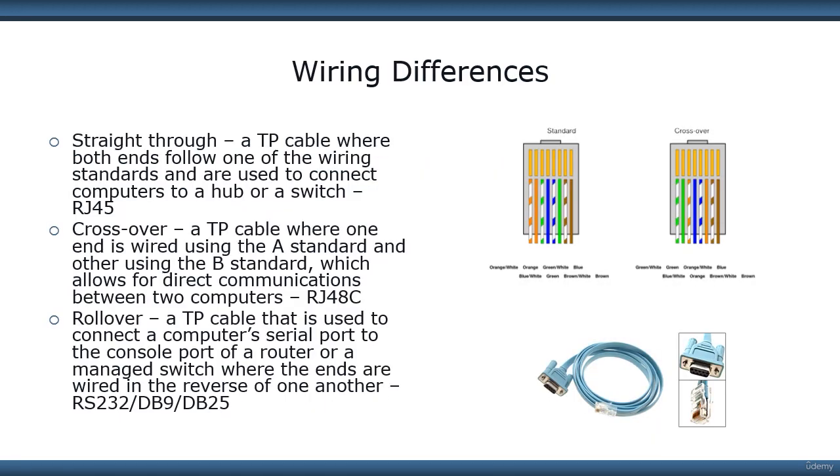So there are different kinds of cables. A straight through cable is a twisted pair where both ends use one of the wiring standards. If you have a computer that's connected to a hub or a switch, you're going to use just a straight through cable. It's the same on both ends, and an RJ45 connector. A crossover cable is a twisted pair cable where one end is wired using A and the other is wired using B. This is used in cases where you need direct connections between maybe two computers. It's technically called an RJ48C. But you can make them yourself by just, again, using different standards on two ends of a cable.